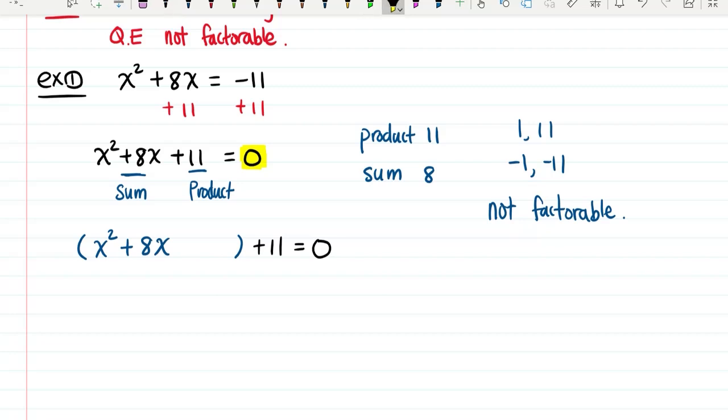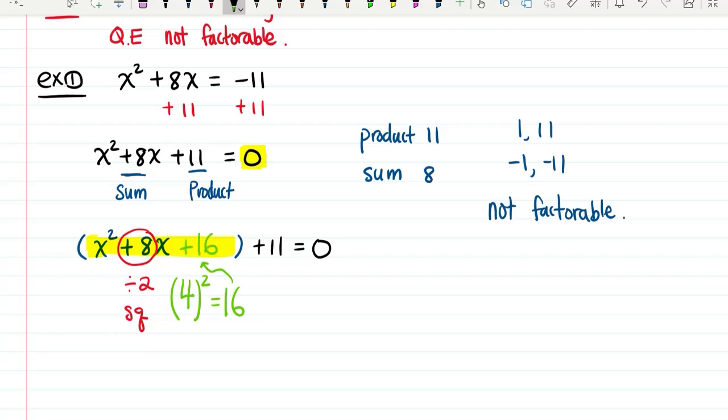We're going to make the expression inside the bracket a completed square. To do that, we take the coefficient of the x term, which is positive 8, divide it by 2, and then square it. 8 divided by 2 is 4, and squaring it gives us 16. We copy that number after 8x inside the bracket, so that will be positive 16.